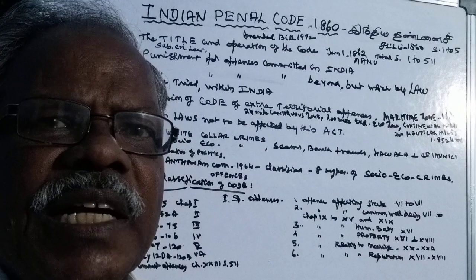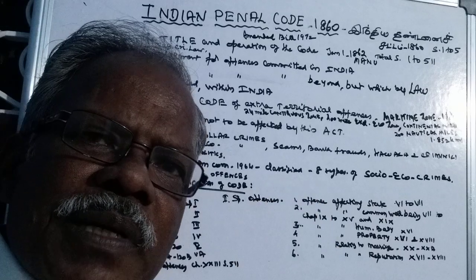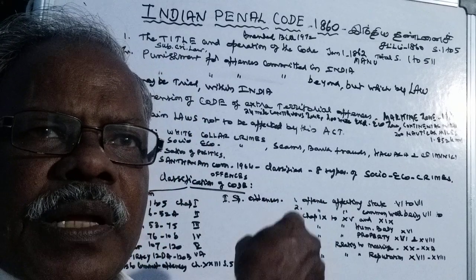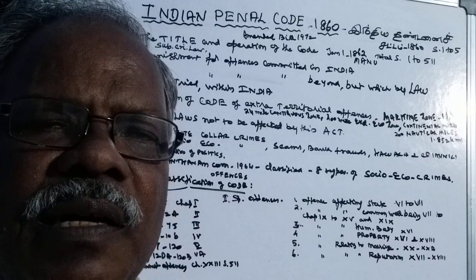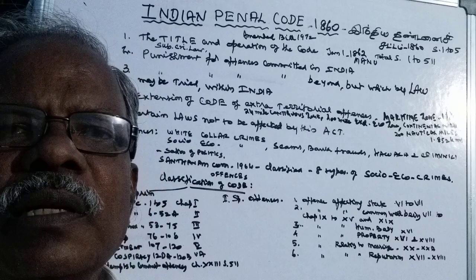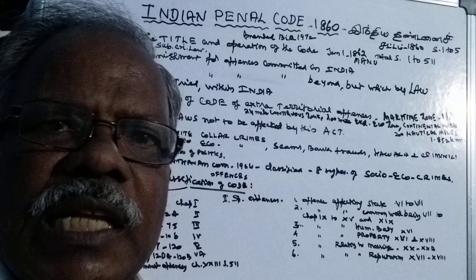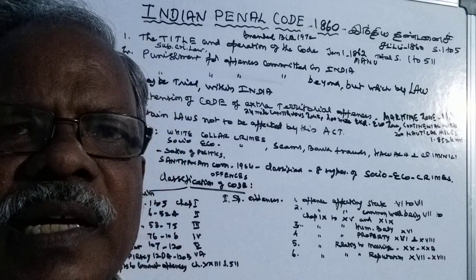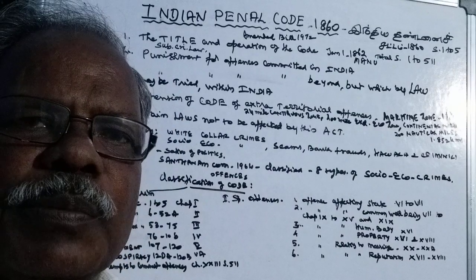So the substantive law discusses crimes and punishment. Actually, the Indian Penal Code is known as substantive law, which deals with the nature of crime and the corresponding punishment for the crime committed. That is discussed in substantive law.